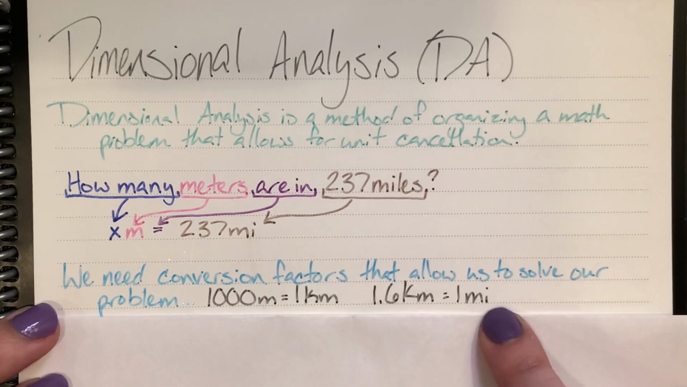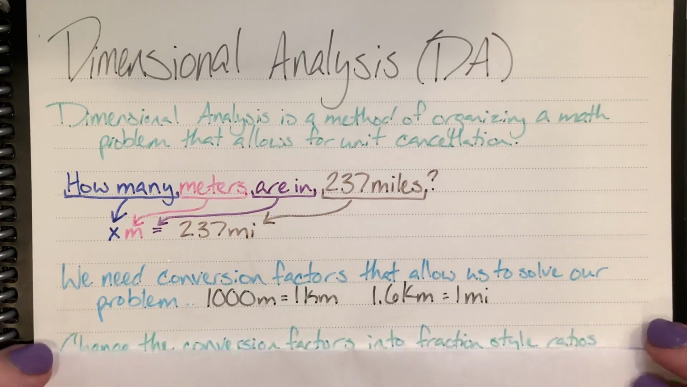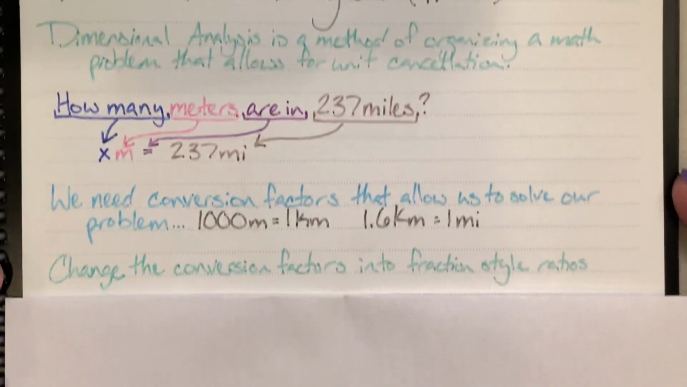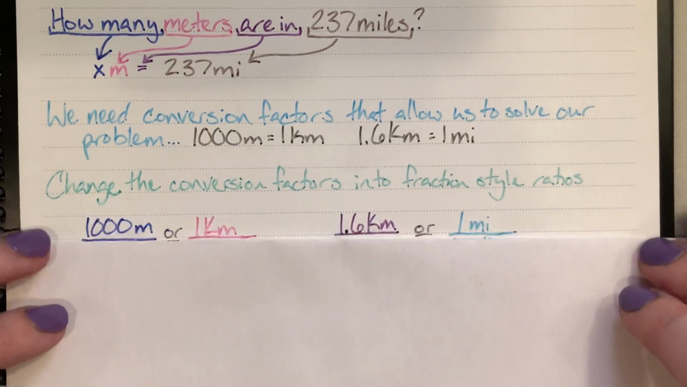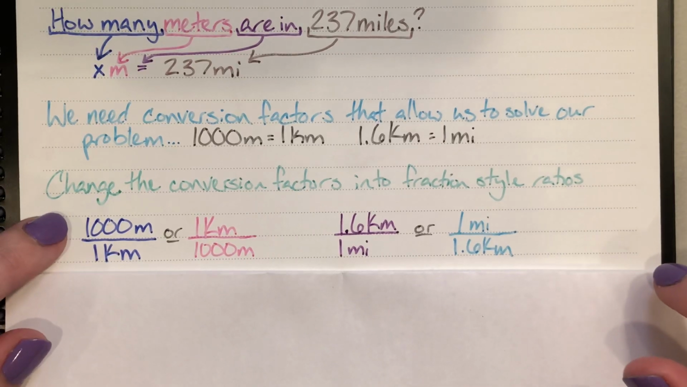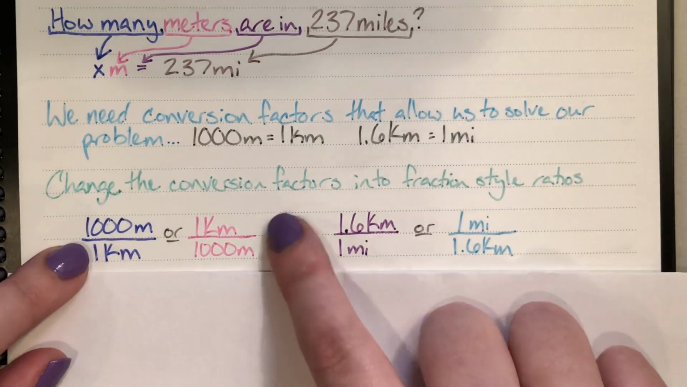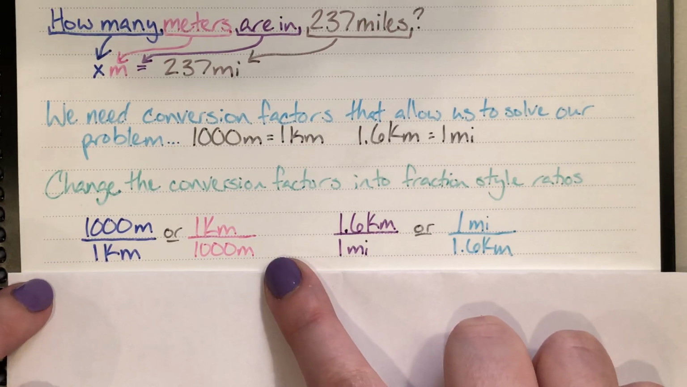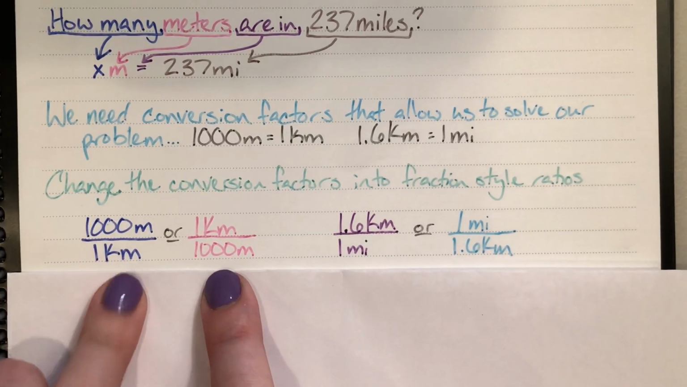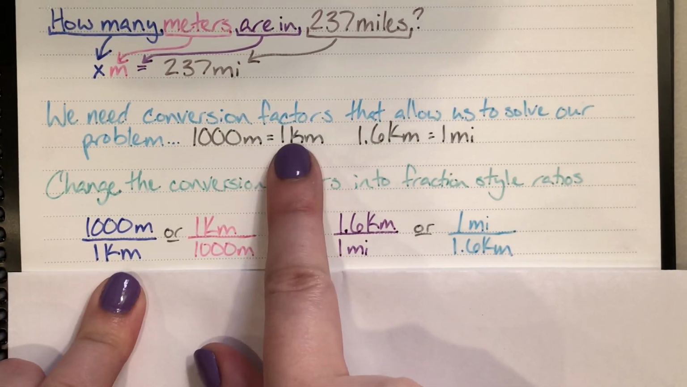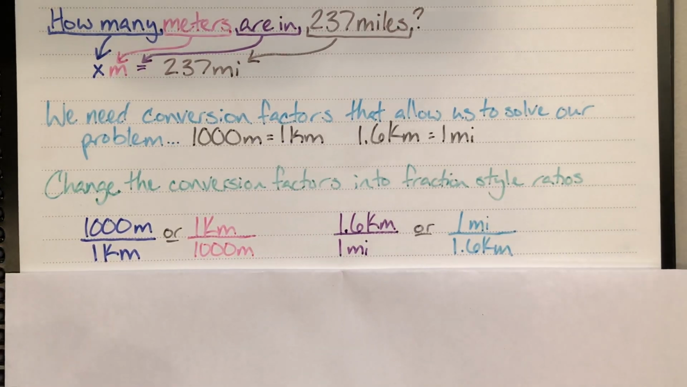These conversions in this particular orientation, though, are completely useless to me. I need them in what is referred to as fraction style ratios. They are fraction style because they look like fractions, but they are ratios. They are not true fractions. So just like I could say, for every 1,000 meters, there is 1 kilometer, I can also say for every 1 kilometer, there is 1,000 meters. Again, these are ratios. These are not fractions, but they are equal to each other because they are just reformatting this statement up here, which is an equivalency.